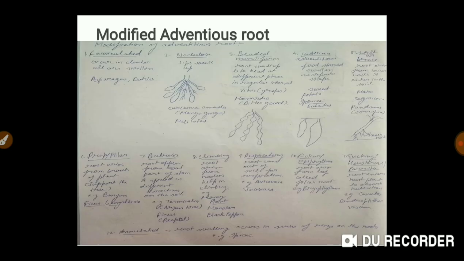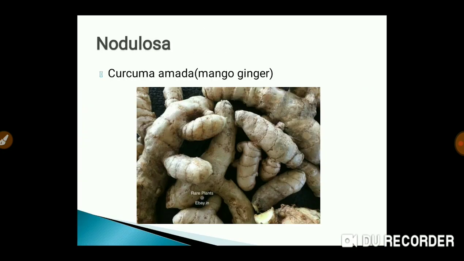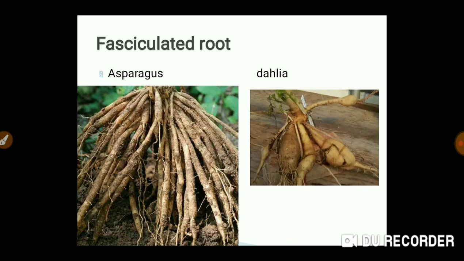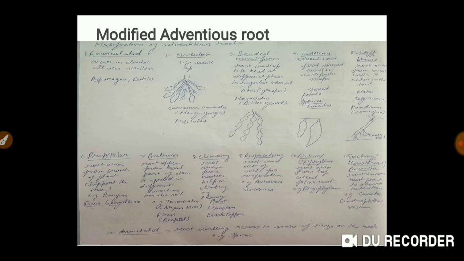Then the third one is beaded, moniliform. In this type of root, the root swells up like beads, at regular intervals. Example is Vitis, that is grape, and Momordica, that is bitter gourd. You can see the example in beaded, the root has beaded type and the beads are present at regular intervals.